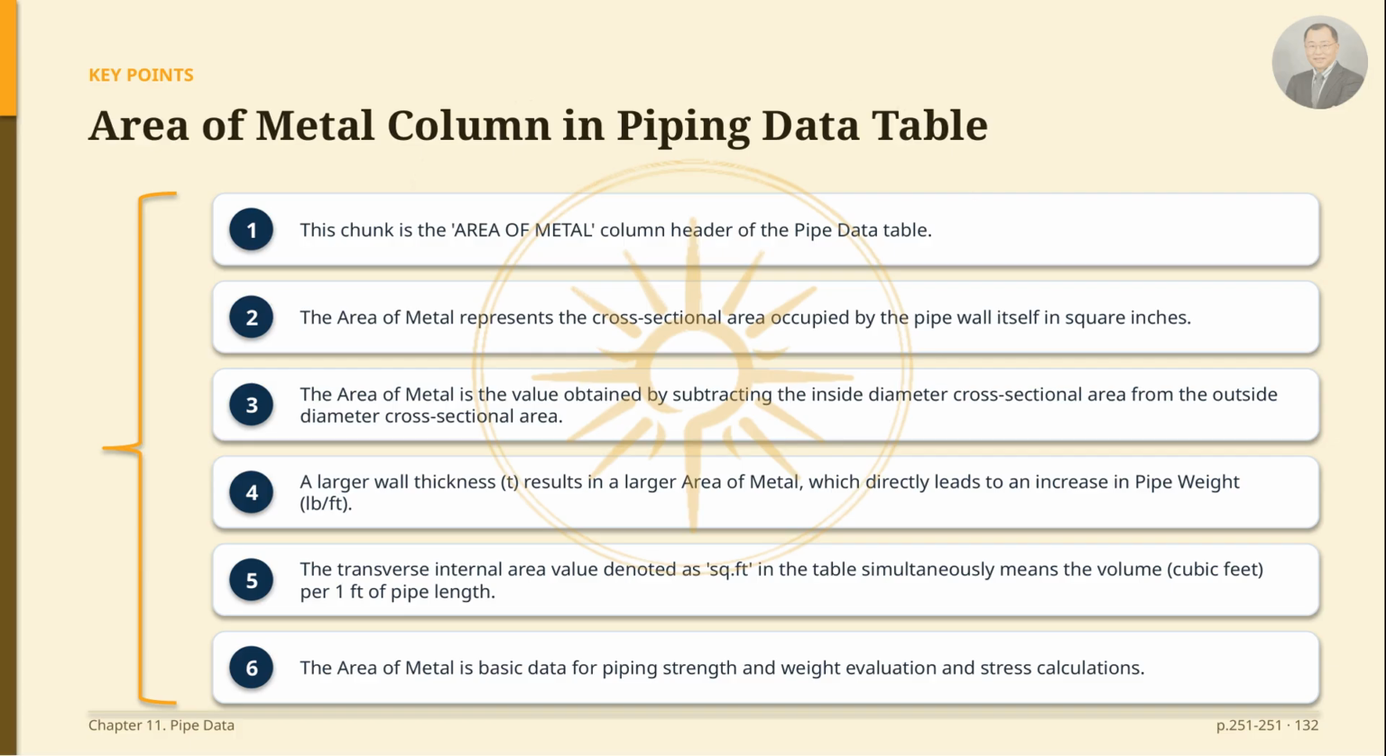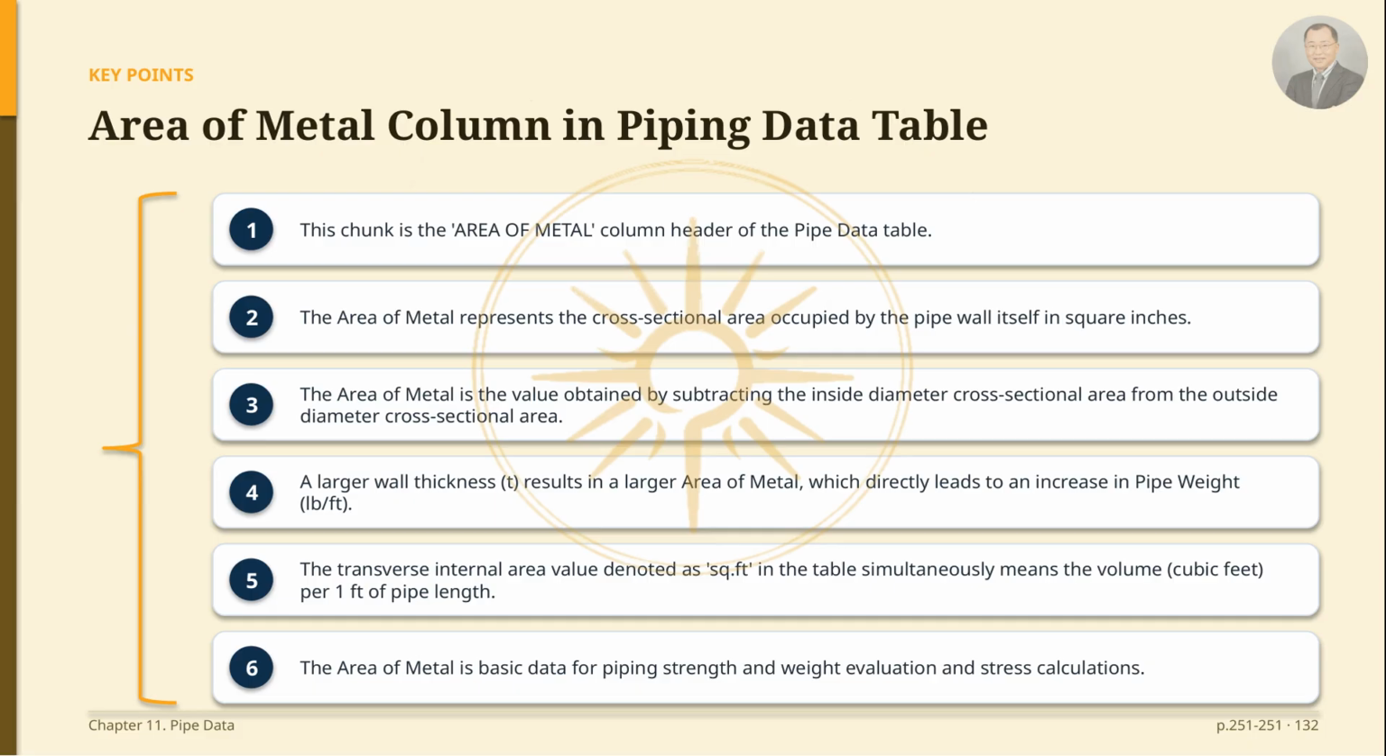Now, I would like to introduce the area of metal column in the piping data table. The area of metal is the cross-sectional area occupied by the pipe wall itself, expressed in square inches. Conceptually, it is the total cross-sectional area based on the outside diameter minus the internal cross-sectional area where the fluid flows. In other words, the area of the actual steel. Therefore, as the wall thickness, T, increases, the area of metal increases, which directly leads to an increase in the pipe weight per unit length, or the LB/FT value.